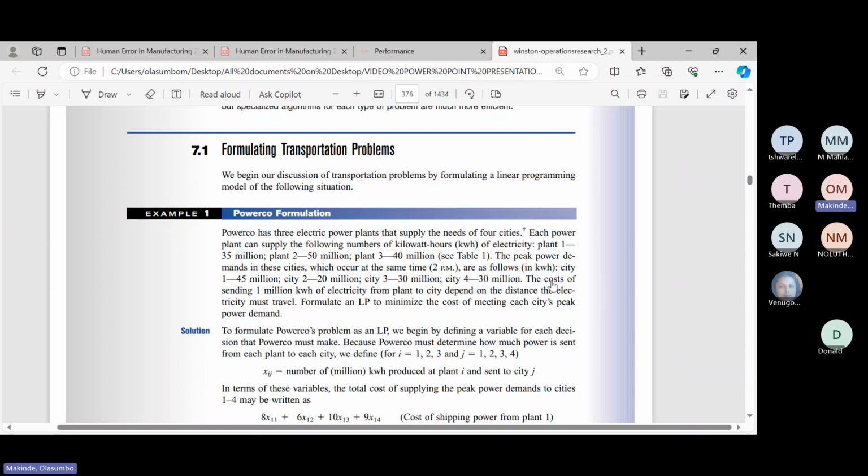So let's move on. I'm just trying to say this especially for those people that didn't do mathematics or didn't do operations from the start, so that at least you tend to relate it to those examples I'm giving, then it can make sense to you. So we said city 1 is 45 million, that's their demand. Then city 2 is 20 million, city 3 is 30 million, that is demand for city 3. Then city 4 is 30 million.